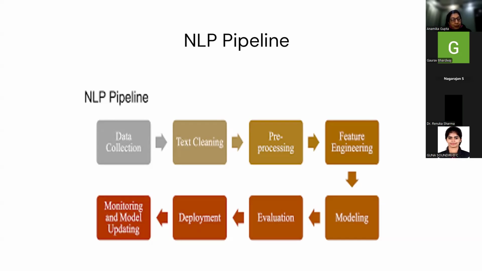After we have converted the text from unstructured to structured format, we can use it for modeling. Modeling means that we can apply some classification tool or clustering or other techniques of machine learning to get the insights from the data.